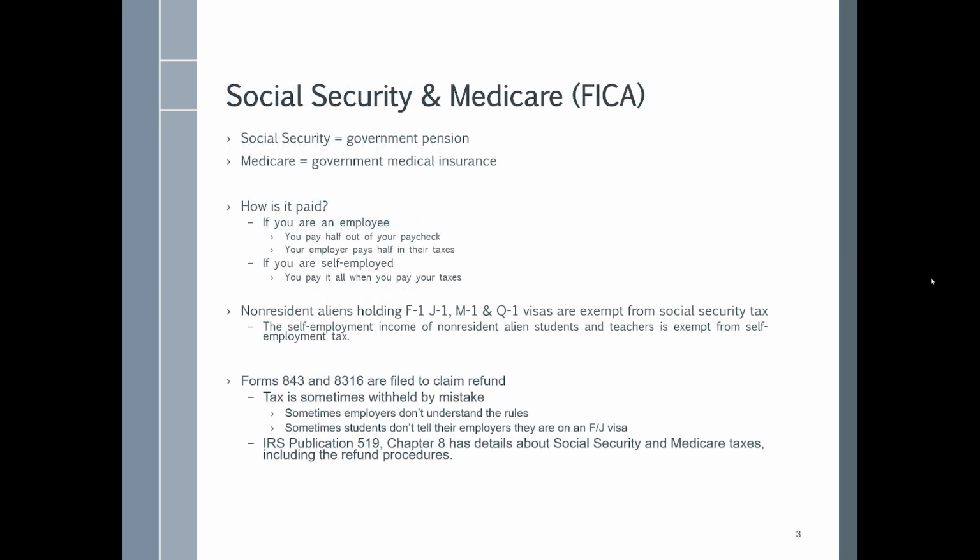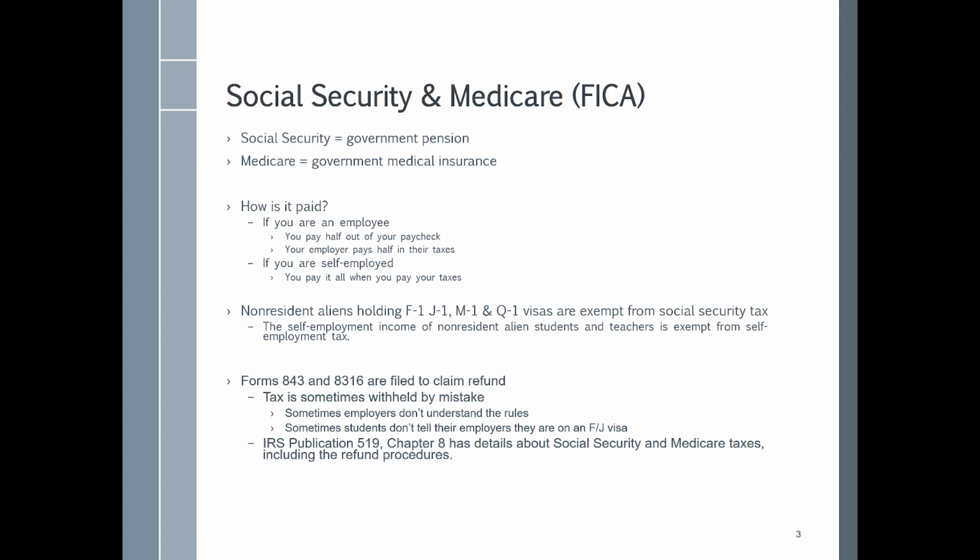So to start with, Social Security and Medicare are collectively known as FICA. Social Security is a government pension fund and Medicare is a government medical insurance. If you work as an employee, you pay for half of the cost of this out of your paycheck, and then your employer pays the second half of it. If you work for yourself, if you're self-employed and you have your own business, then you pay it all when you pay your taxes.